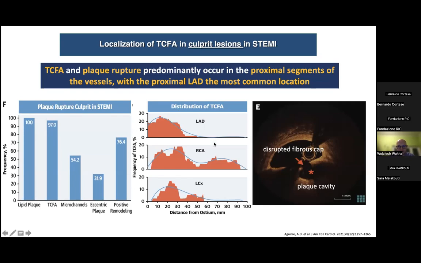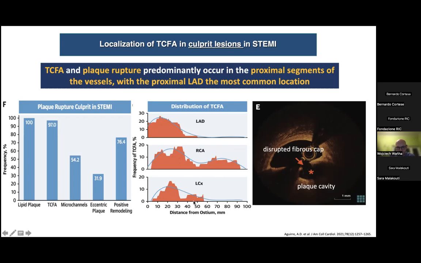As you see here in those presentations, usually TCFA is located in the proximal part of the vessels. In the LAD it is in the proximal part, in the first 30 millimeters of the vessel. However, in the right coronary artery it is also mostly in the proximal part. However, it is also a peak in the distal part of the vessel.